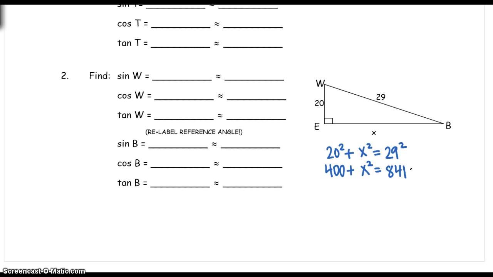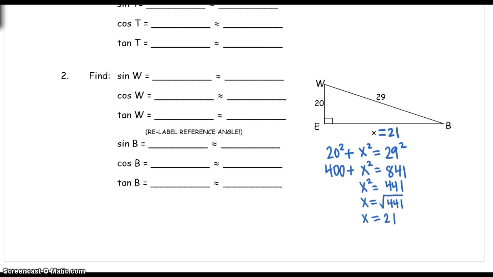Then if we subtract 400 from both sides, we get 441 on the right-hand side. So x squared equals 441. And to undo a square, we would take the square root. So x would equal the square root of 441. And then the square root of 441 on the calculator ends up being, oops, sorry, 21. Let's change that, 21. Okay, so x is actually 21 in this problem.